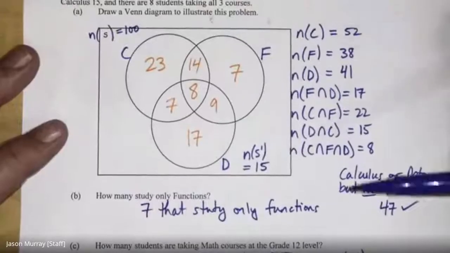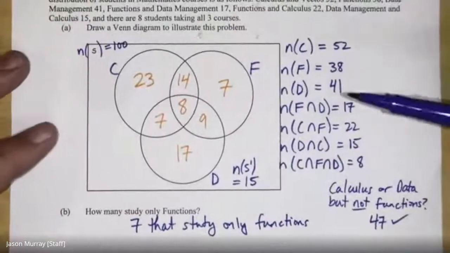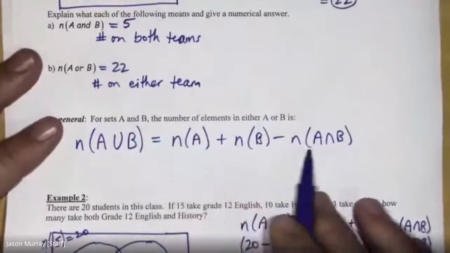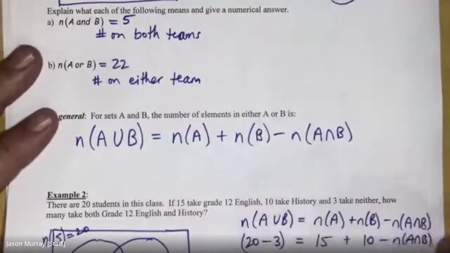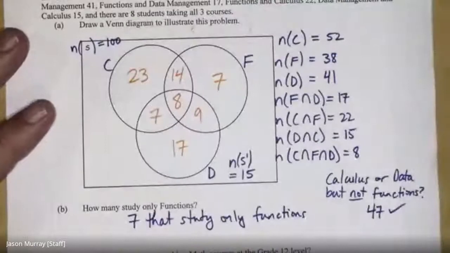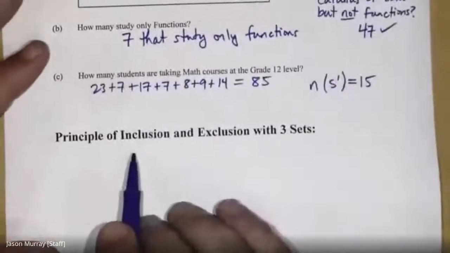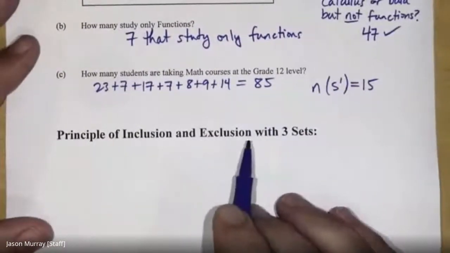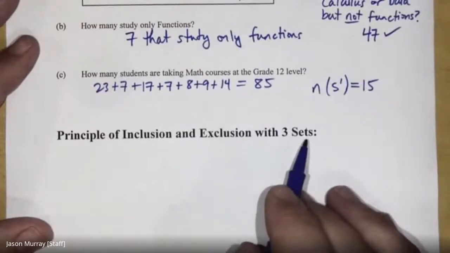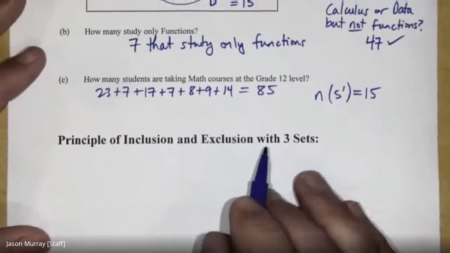Okay, so here's what we have. And you saw from before what the principle of inclusion and exclusion looked like for 2 sets. I would like you now to come up with the principle of inclusion and exclusion for 3 sets. Here's what I mean.